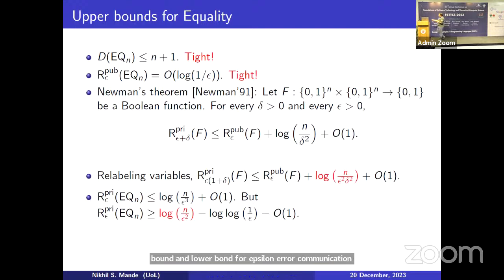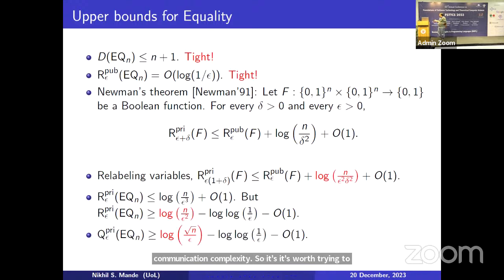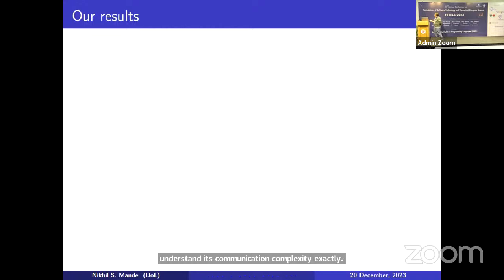And while this might look like insignificant bounds, I just want to stress that equality is a very fundamental problem in communication complexity. So it's worth trying to understand its communication complexity exactly. Good. So what do we show?